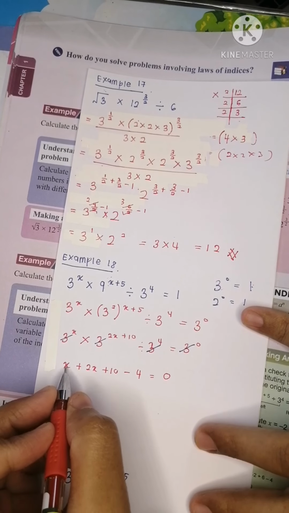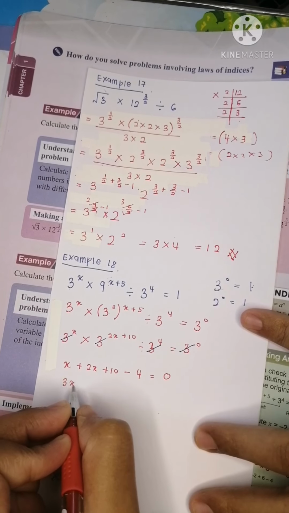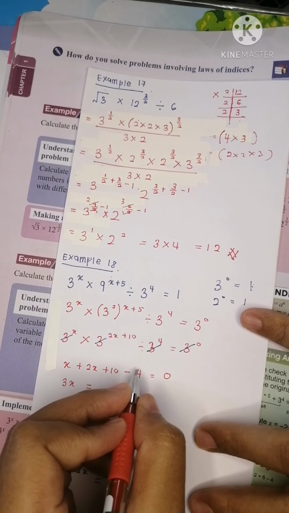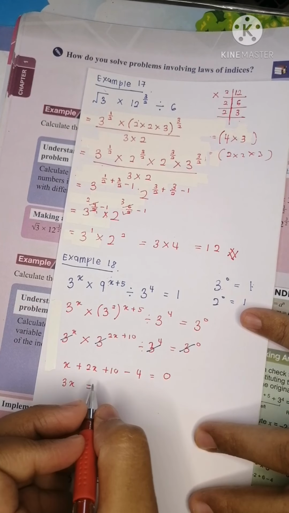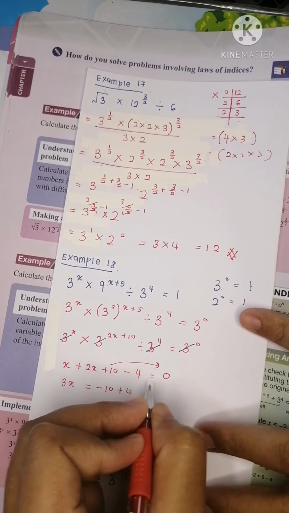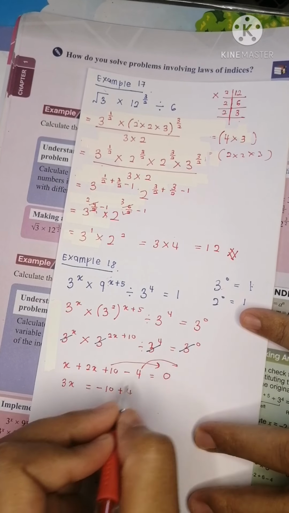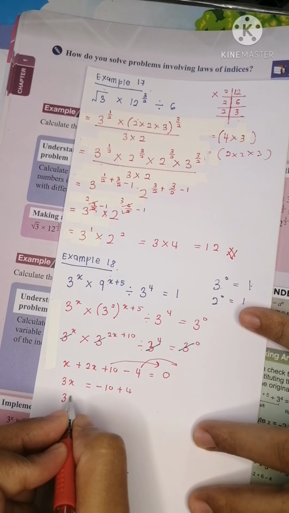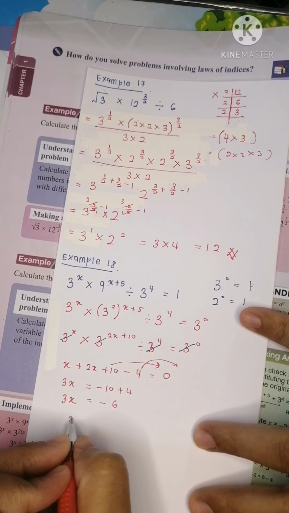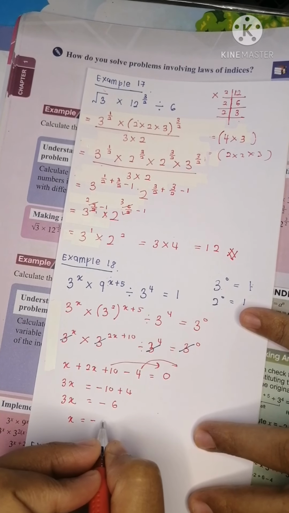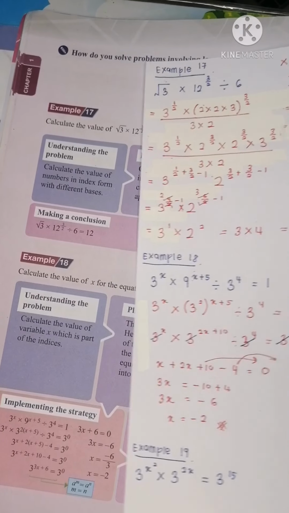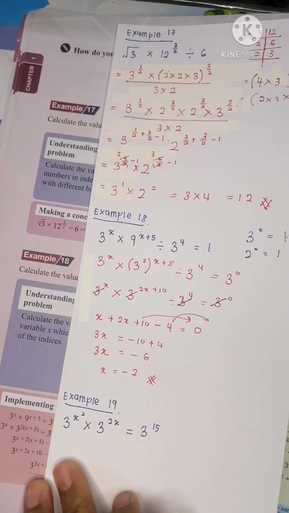Now solve it. x plus 2x, we get 3x, equal to 10 and negative 4. Bring it to the right, so you will get negative 10 plus 4. So 3x equal to negative 6, so x is equal to negative 2. So this is the answer. Very easy.